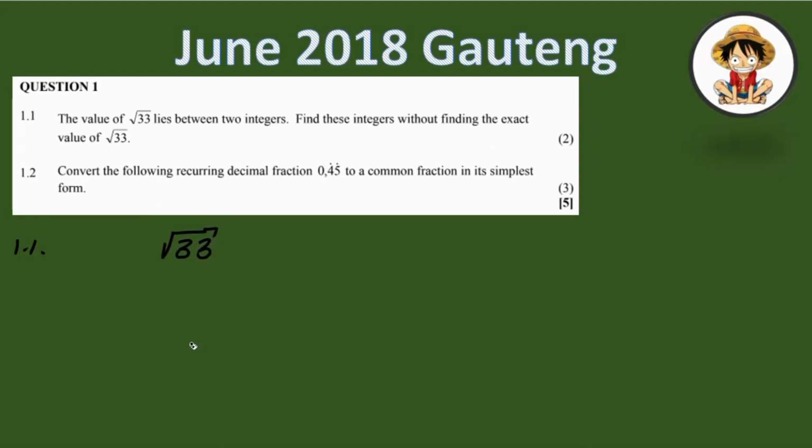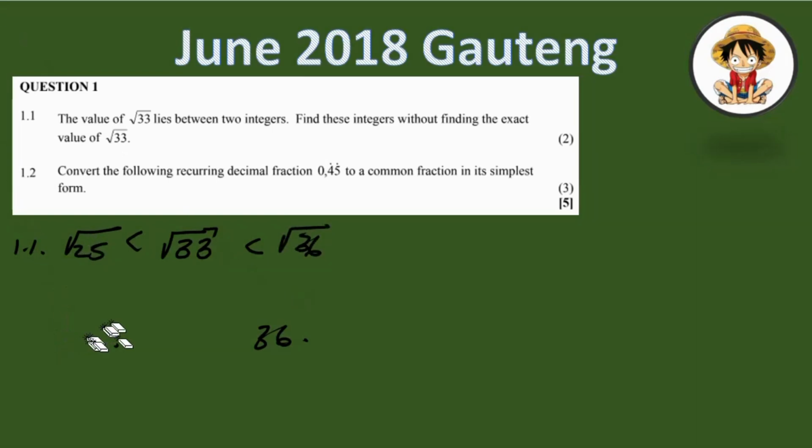I know that I must find two values that are perfect squares immediately below 33 and immediately above 33. So 36, I know it's a perfect square. 25, I know it's a perfect square. So I'll put them that way. I'll have root 25, the smaller number here, and root 36, the bigger number there, right?